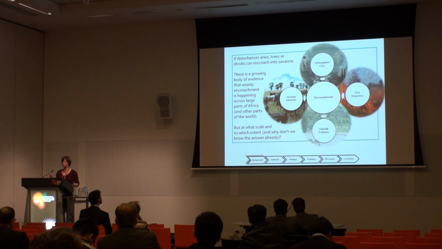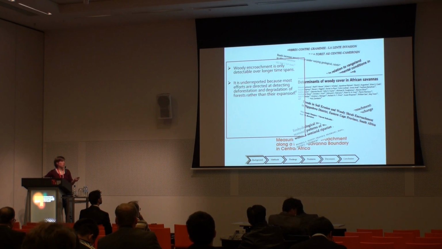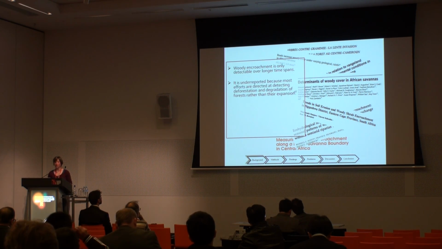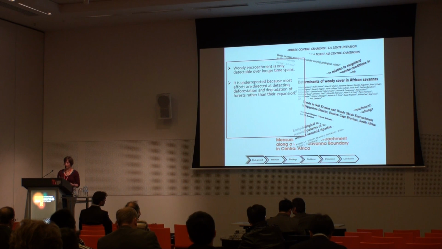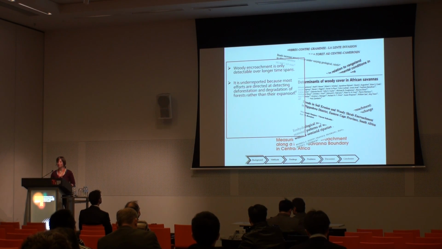And the justified question is, why don't we know the answer already? Well, in our opinion, there are two main problems. The first one, which is also mostly related to this talk, is that it's only detectable over longer time spans. So you need a way to map the changes in woody cover over a long time to detect any changes. Secondly, it's also quite underreported because most efforts are directed at detecting forest loss. There's more international attention on forest loss, and there's also some fear that certain groups might misuse information about reforestation or woody encroachment to say that everything is fine and you can just fell the trees, basically.